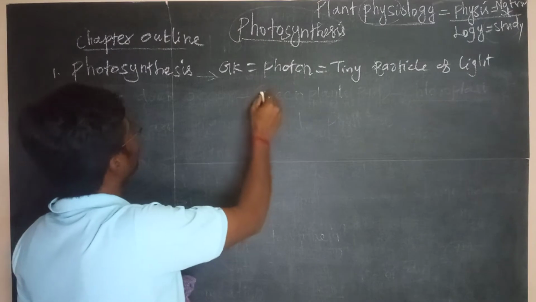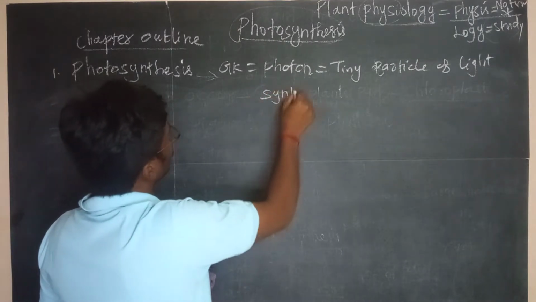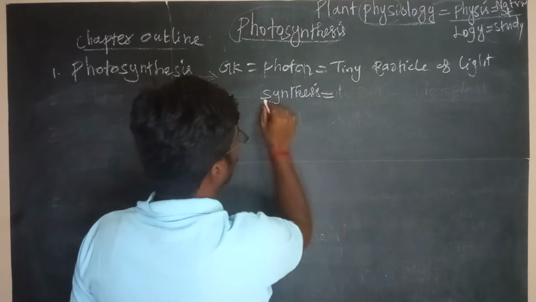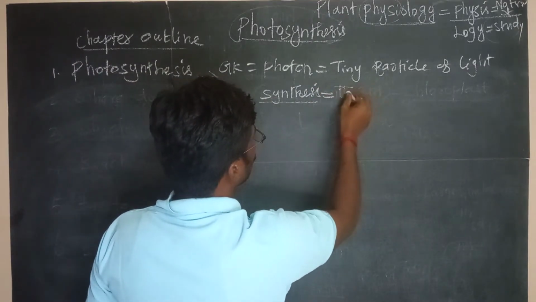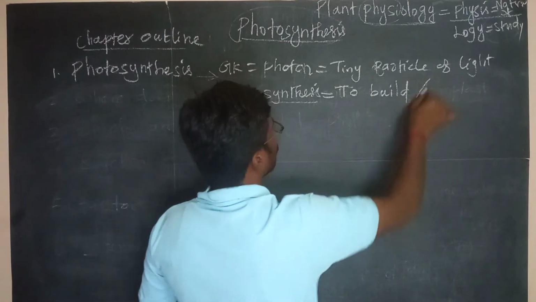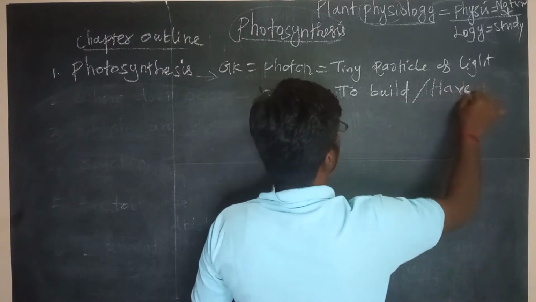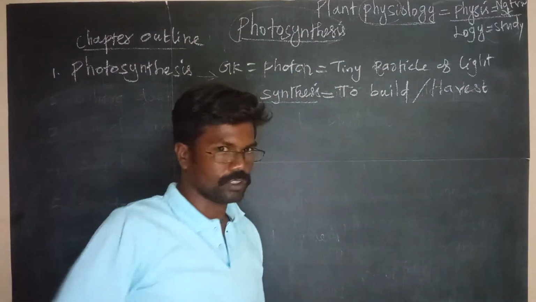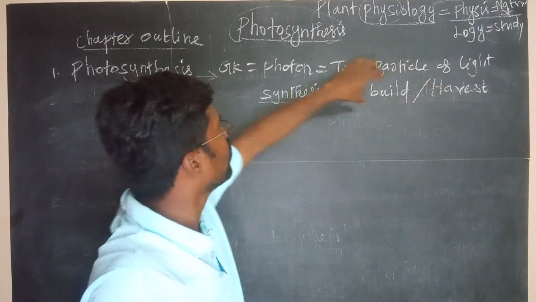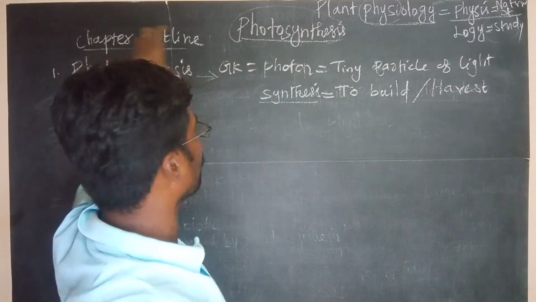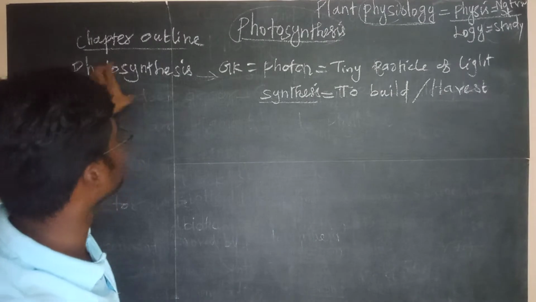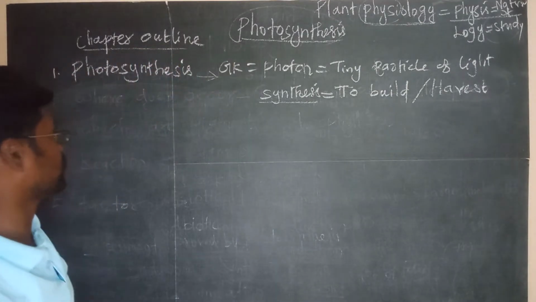What is the other word, synthesis? What do you mean by synthesis? Synthesis means, in Greek, to build or harvest. What is the exact meaning of photosynthesis? Synthesis of food with the help of sunlight in chlorophyll. This is called photosynthesis. It is the exact meaning of the word photosynthesis.